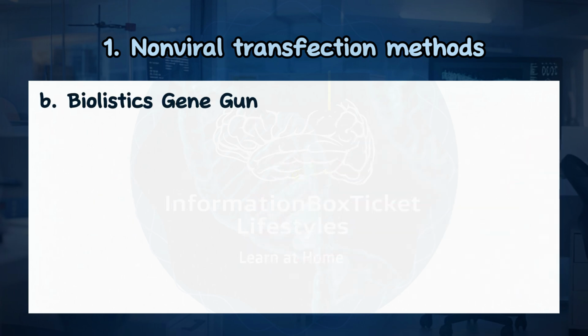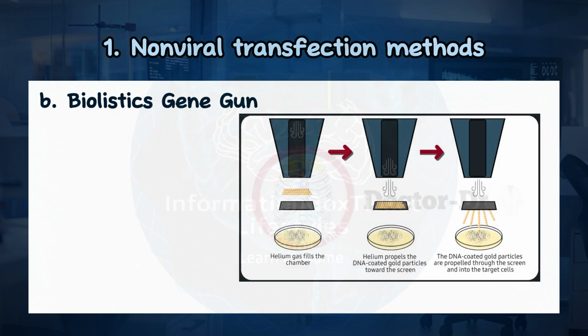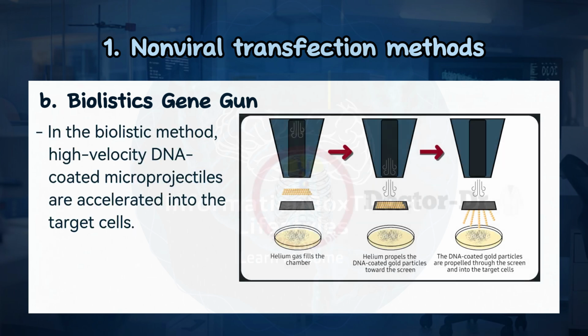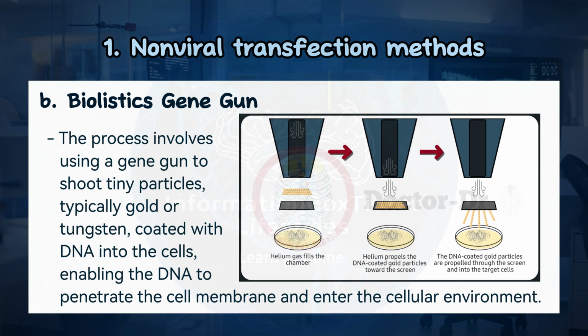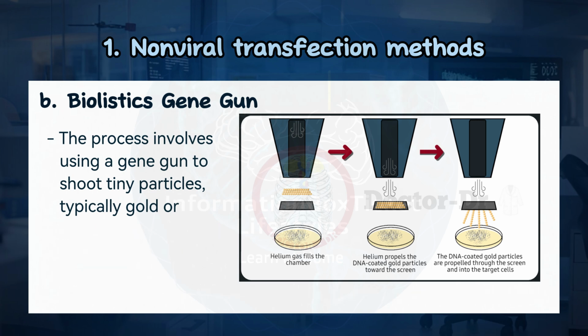B. Biolistics Gene Gun. In the biolistic method, high-velocity DNA-coated microprojectiles are accelerated into the target cells. The process involves using a gene gun to shoot tiny particles, typically gold or tungsten, coated with DNA into the cells, enabling the DNA to penetrate the cell membrane and enter the cellular environment.